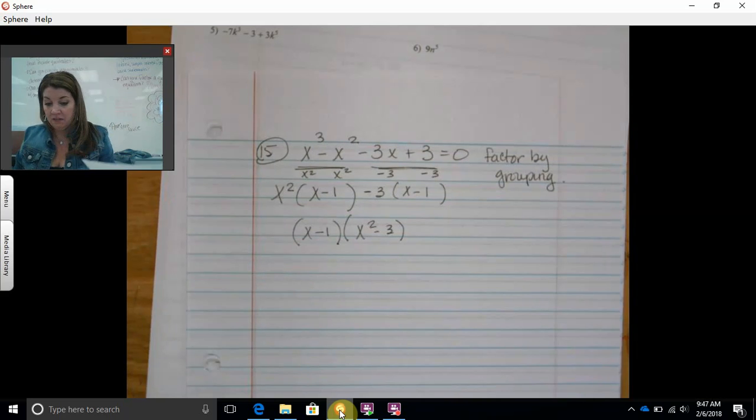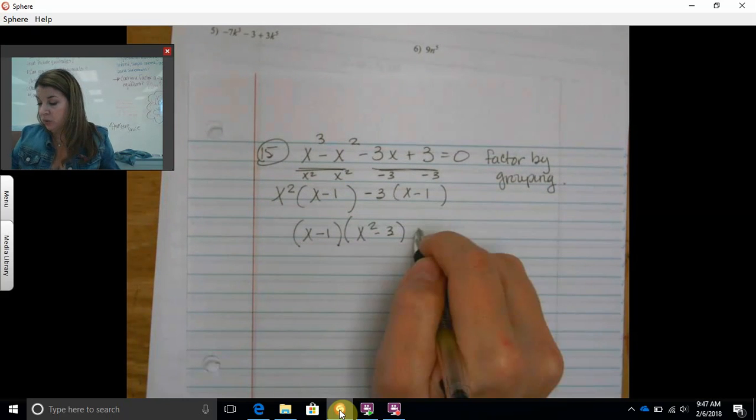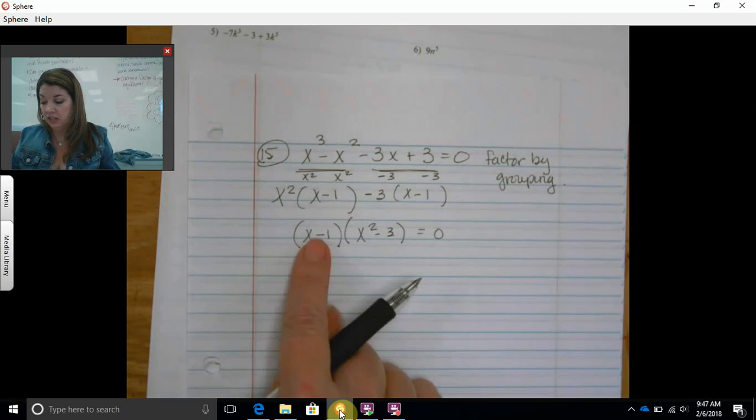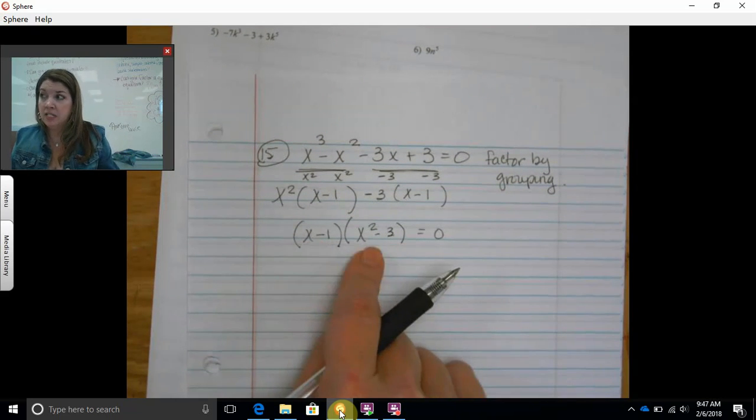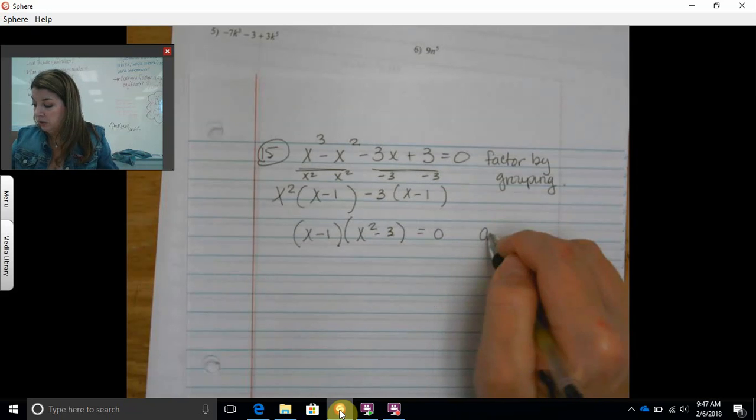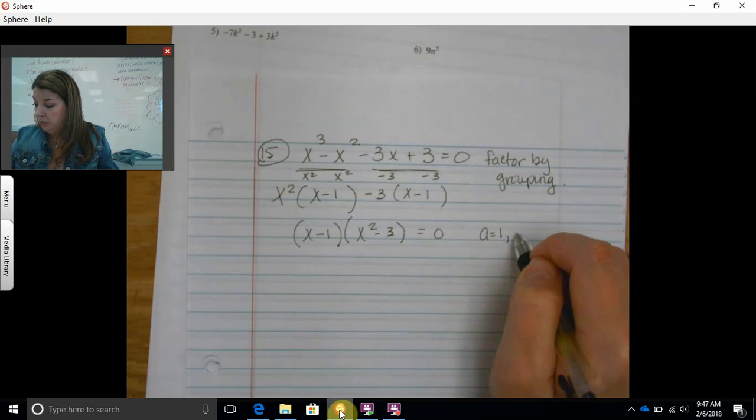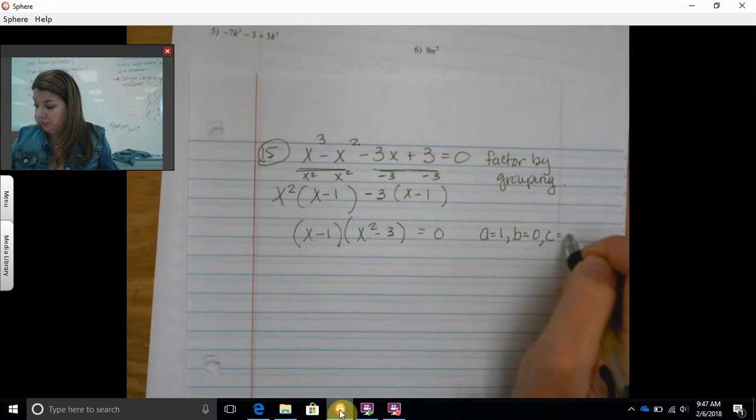On these, you're not factoring to solve. The directions just said to factor. Can I factor x minus 1 any further? No, it's linear. X squared minus 3, is that a difference of squares? No, it is a quadratic. If it was factorable, A is 1, B is 0, good job, and C is negative 3.